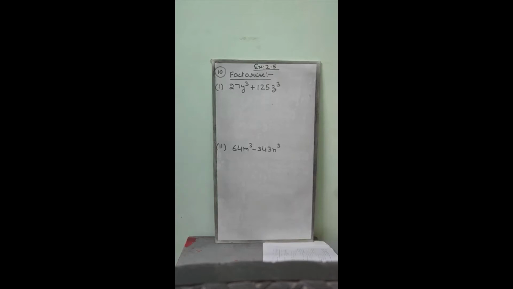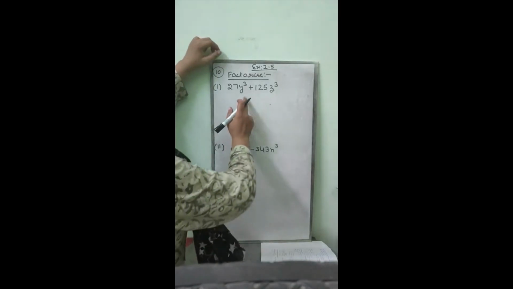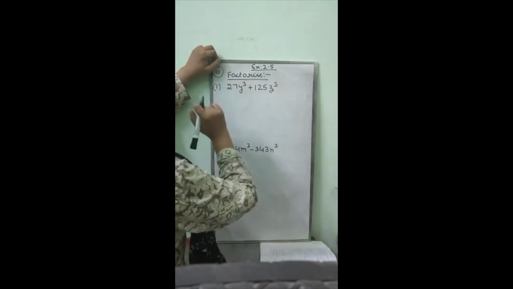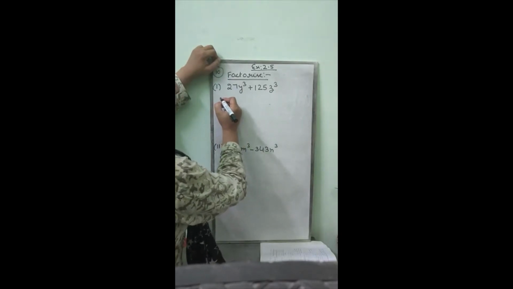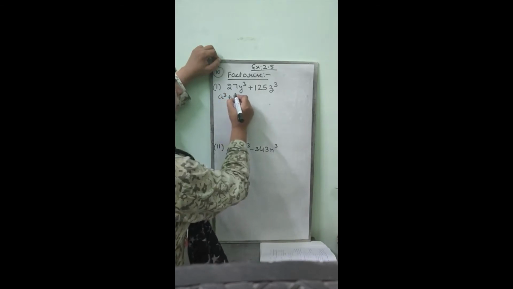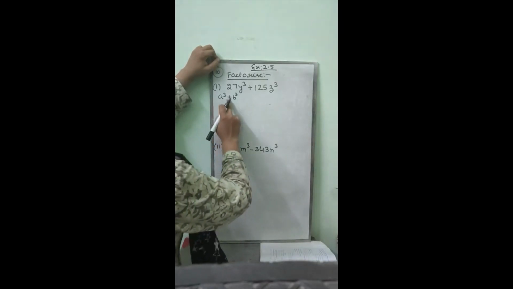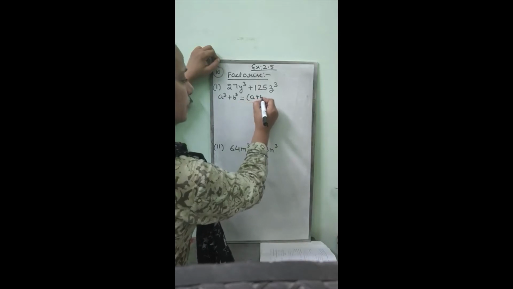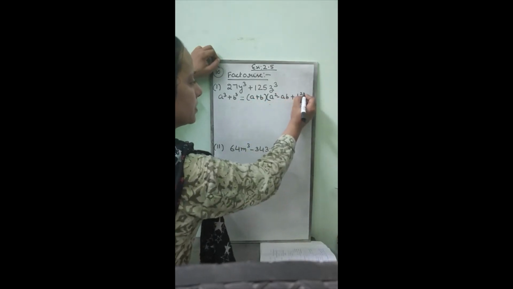Students, now I am going to solve sum number 10, first and second part. See, this is 27y cube plus 125z cube. You have done in the ninth part that x cube plus y cube is equal to... I am going to change it into a and b. a cube plus b cube is equal to (a plus b)(a square minus ab plus b square).